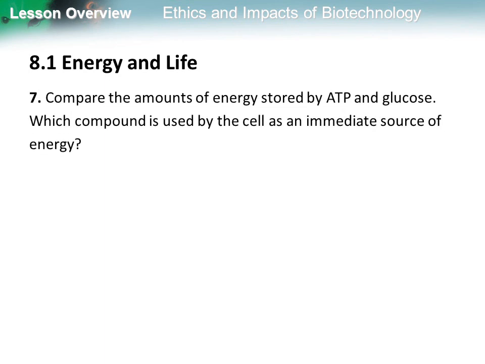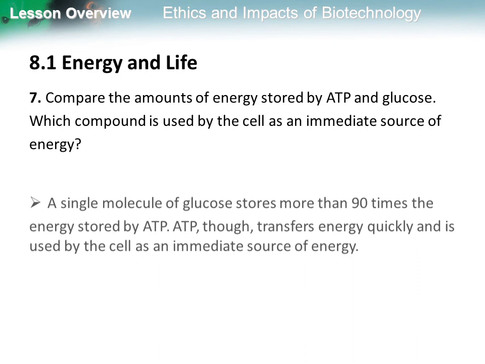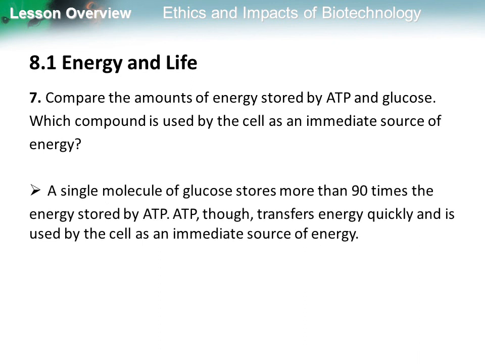The third question from chapter 8, lesson 1. Compare the amounts of energy stored by ATP and glucose. Which compound is used by the cell as an immediate source of energy? So, a single molecule of glucose stores more than 90 times the energy stored by ATP. ATP, though, transfers energy quickly and is used by the cell as an immediate source of energy.